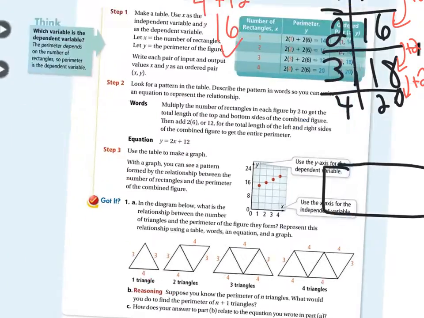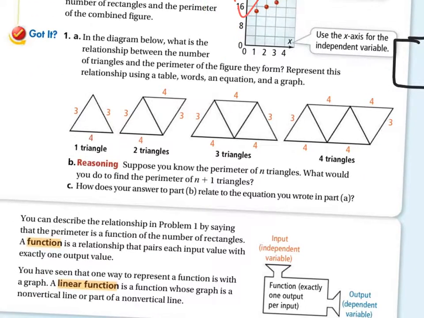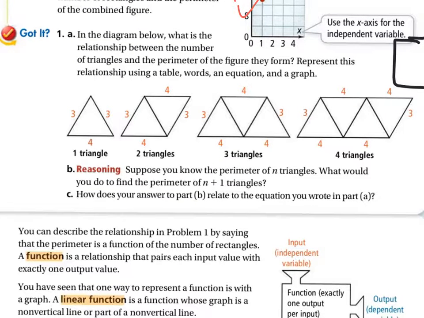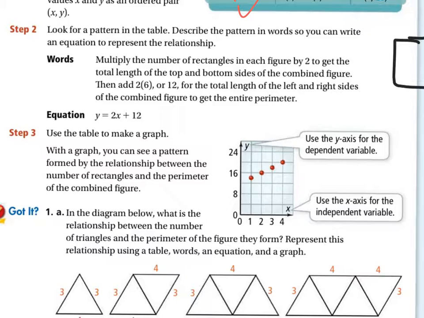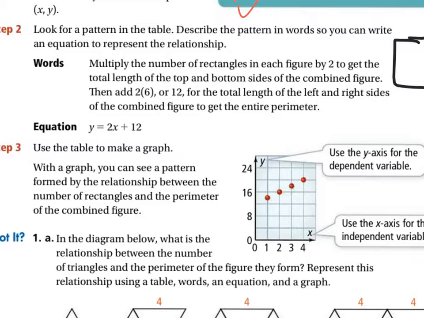So if we look at the Got It 1 in the diagram below, what is the relationship between the number of triangles and the perimeter of the figure they form? Represent this relationship using the table, words, an equation, and a graph. Going back to that last one, I didn't look at everything that we were supposed to do there. We did the equation. The words, they just said you could multiply the number of rectangles by 2 and then add 12. Basically just taking our equation and writing it in word form. And then the graph, they just graphed those ordered pairs.